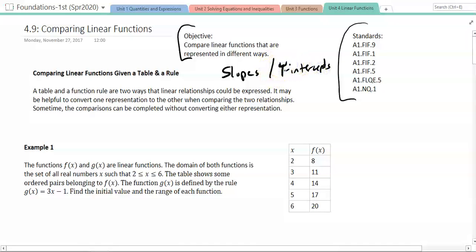But remember that a linear function is in the form y equals mx plus b. So when we look at that, we're looking for two things, the slope and the y-intercept, to be able to compare them together. And so we're going to first look at a table and a function rule. A table and a function rule are two ways that linear relationships could be expressed. It may be helpful to convert one representation to the other when comparing the two relationships. Sometimes the comparisons can be completed without converting either representation. It might be easy enough to see the pattern of what's going on.